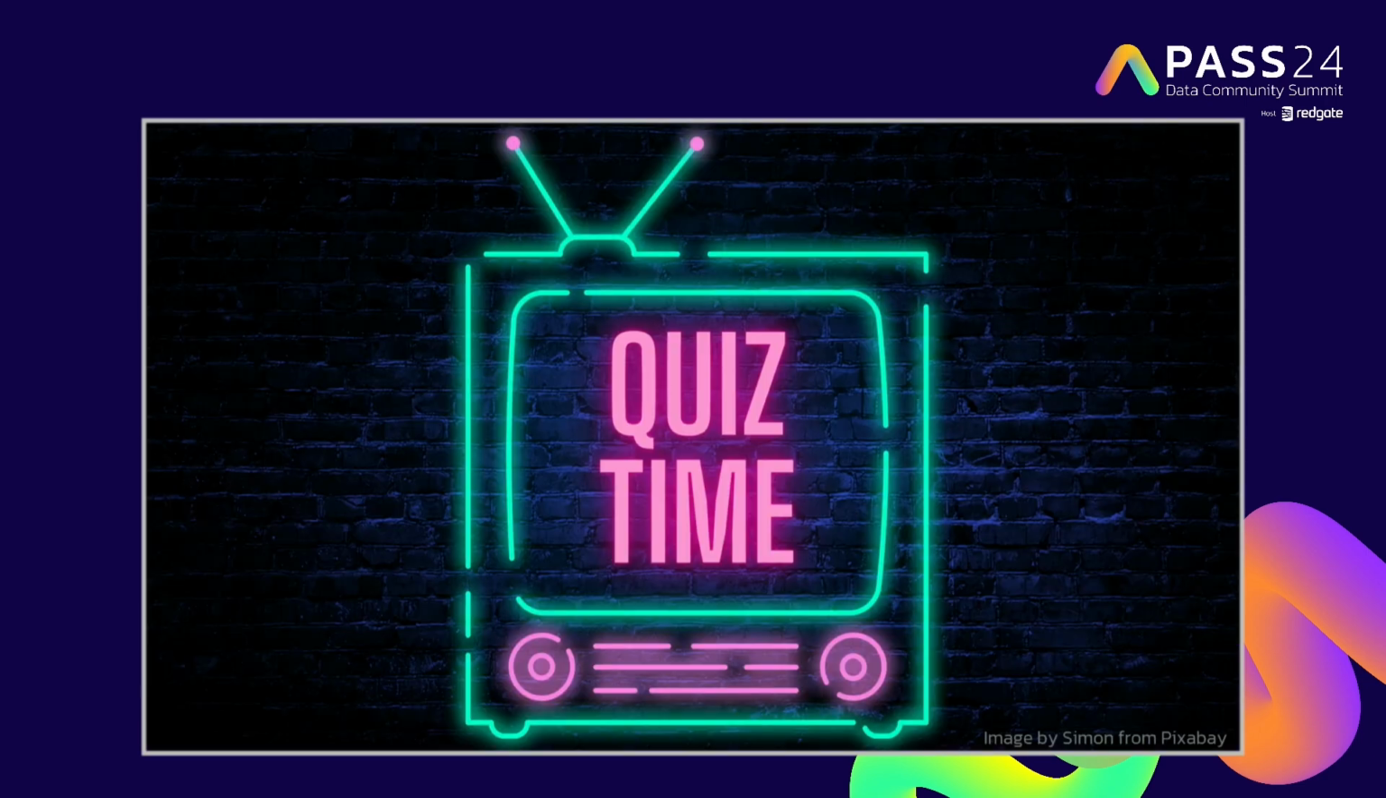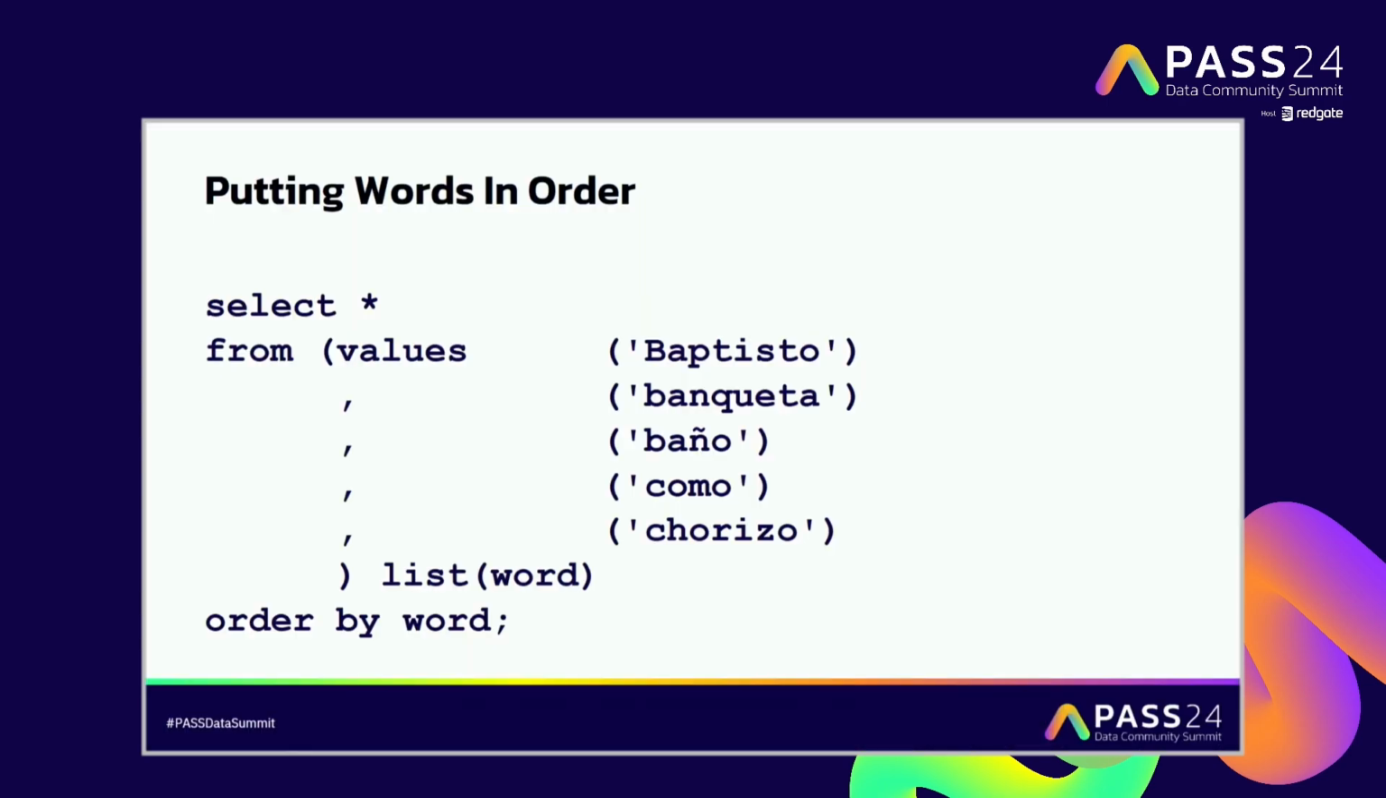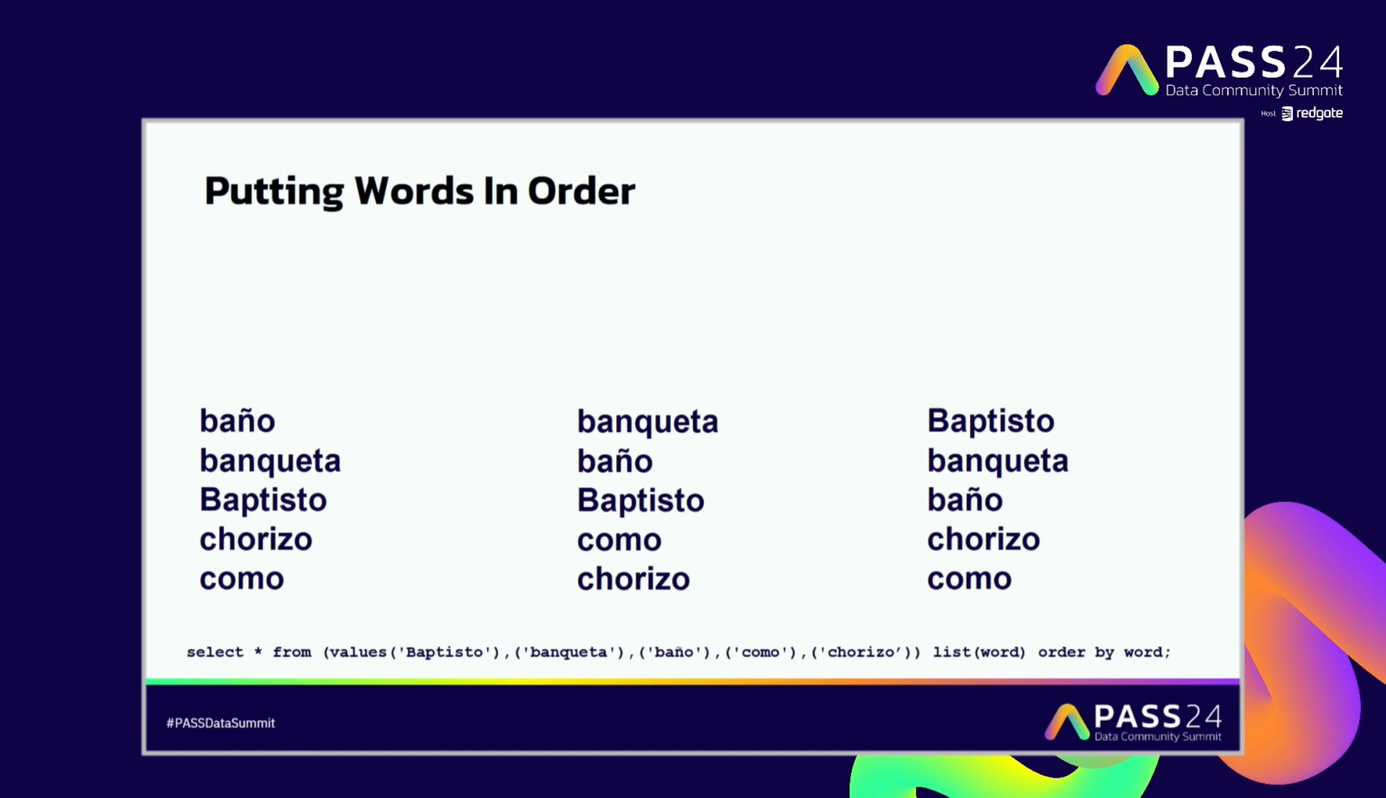Okay, I'm going to do another quiz, because I like quizzes. These are fun. Are you ready for this? On the screen in front of you, I have another, no, not another, this is the first one. I have a SQL query. What is the output of this? It's fairly simple. It's just 5 rows, order by word. What is the output of this SQL query? Look carefully.